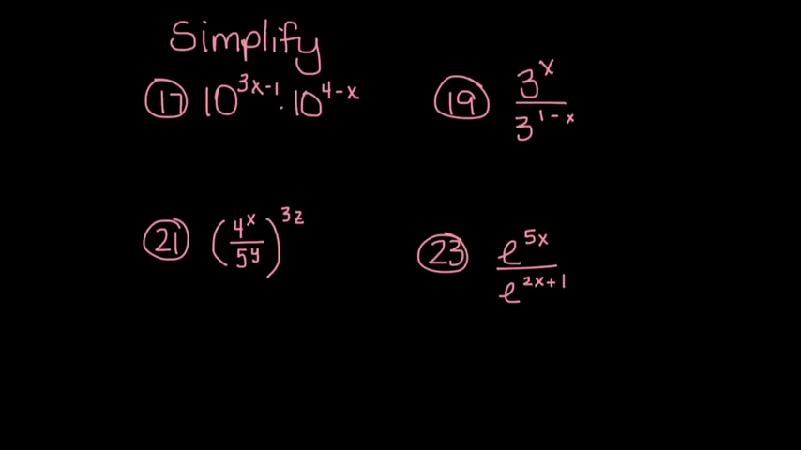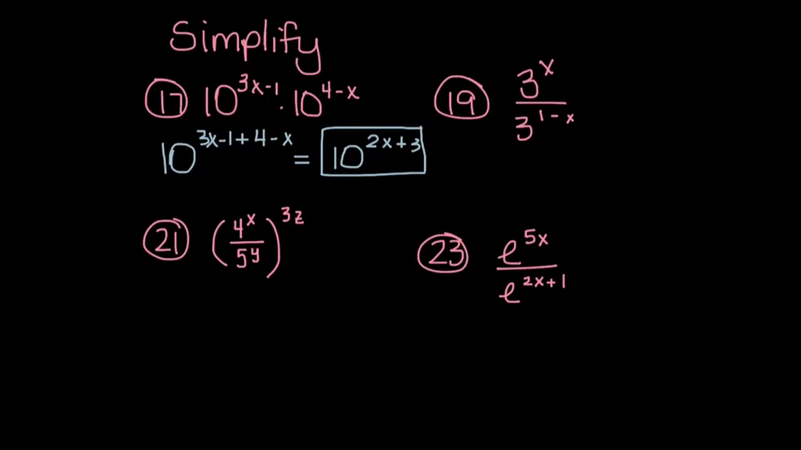For 17, to multiply factors with the same base, the base stays the same, and then all I need to do is add the exponents together. So I'll take the 3x minus 1 from the first factor and add that to the 4 minus x from the second factor, which if I simplify, the base stays the same. 3x minus x gives me 2x, and minus 1 plus 4 gives me plus 3. So this expression simplifies to 10 to the 2x plus 3 power.